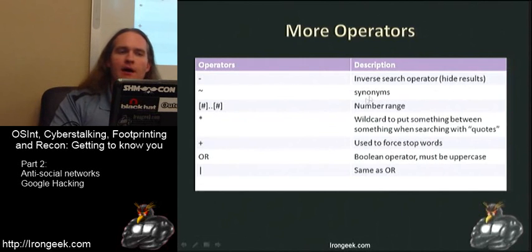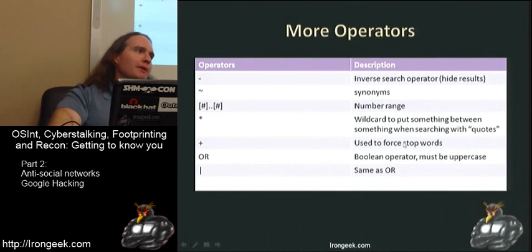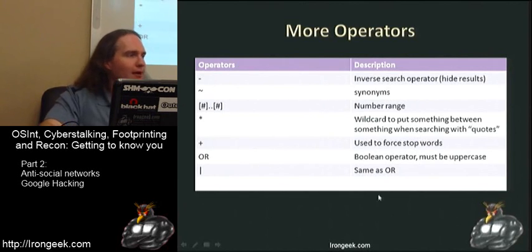Now, here's a few other operators you can use. You can do an inverse search. For instance, if I'm looking for stuff on myself online, or if I'm looking up a particular person, and I don't have a web page, more than likely that web page is going to be the first search result for that person. Like Adrian Crenshaw, the first thing that comes up is Iron Geek.